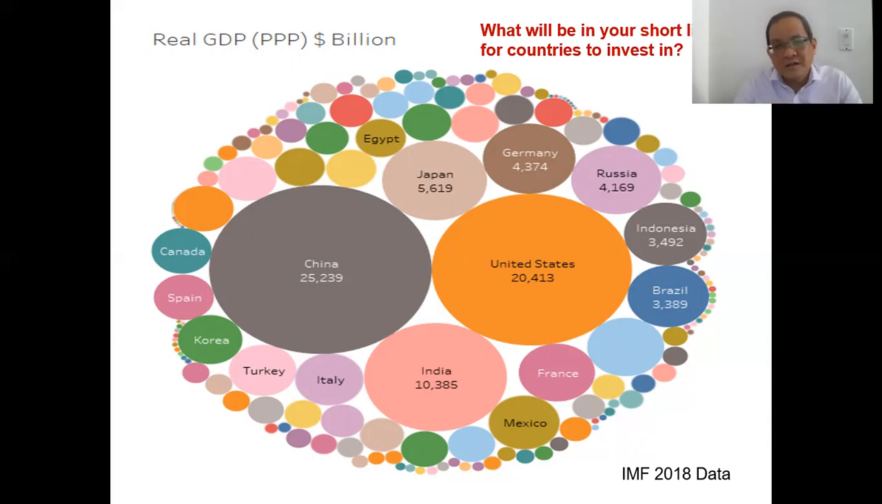Well, if you look at this list and I ask you, what will be in your short list for countries to invest in? If you're thinking in terms of 10 years or 20 years, what countries would you invest in?